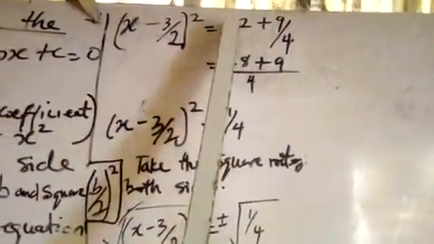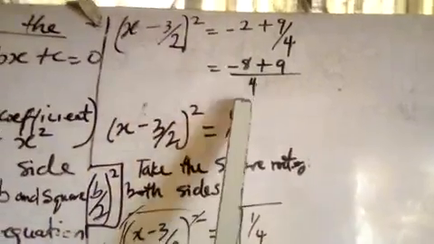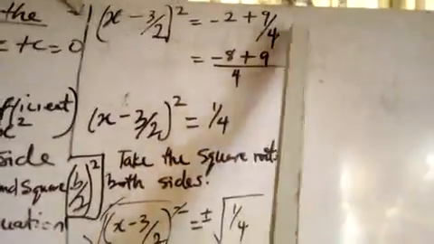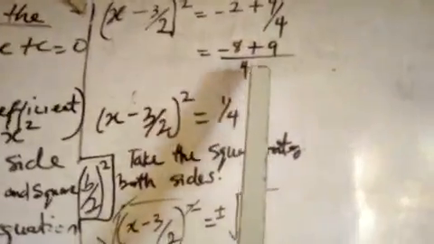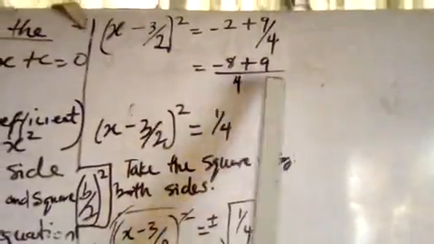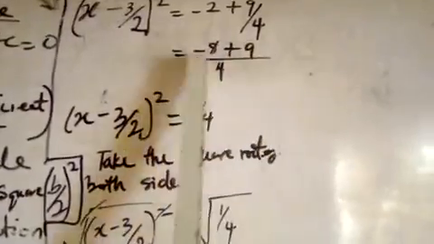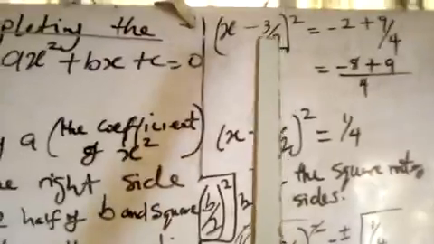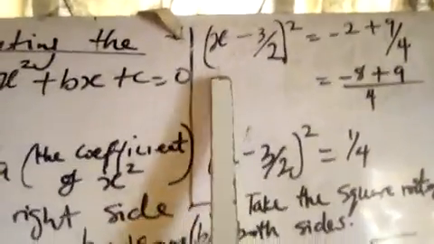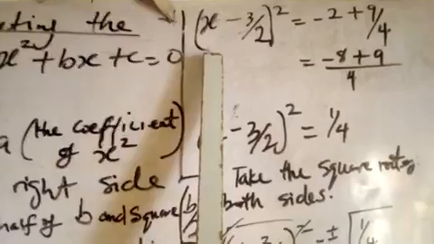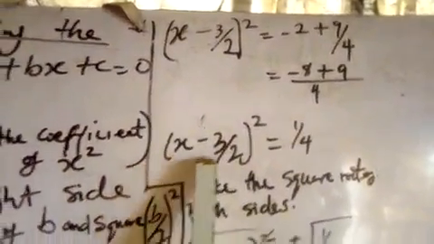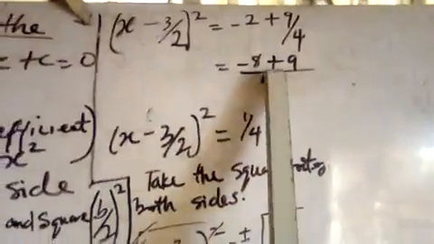So then the expansion, you find the LCM, that is 4. 4 times 2 is 8, so minus 8, 4 into 4 is 1, 1 times 9 will give you 9. So minus 8 plus 9 will give you 1. So you have 1 over 4. But don't forget, by the time you do the factorization here, you have (x - 3/2)². (x - 3/2)² is equal to 1 over 4. This is the value we've gotten here.